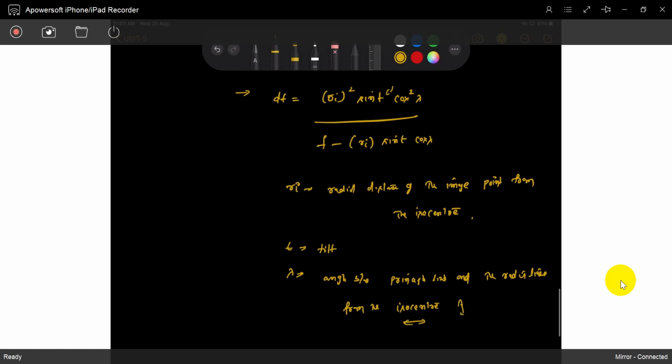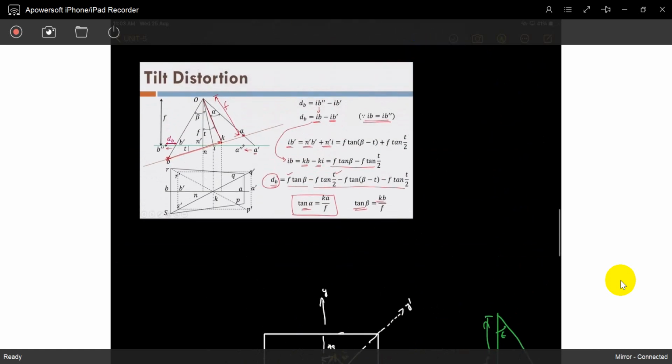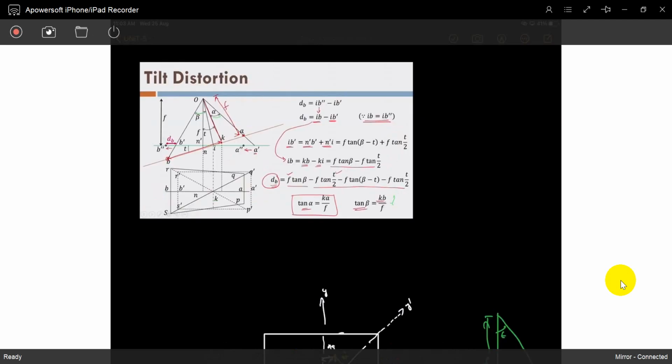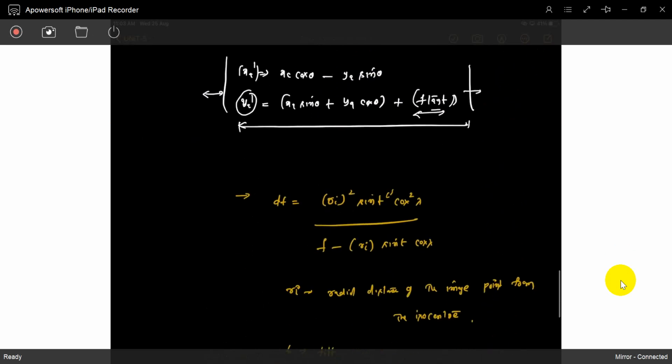Okay, so the angle is in terms of alpha and beta. He derived alpha separately and beta separately, and in terms of alpha and beta comes lambda. The lambda they will give. Otherwise, there is no need to do this hectic process manually, because everything is now in digital images, so no need to do manual calculations. Okay, so that's what tilt distortion means.